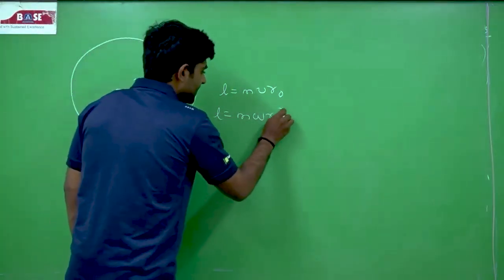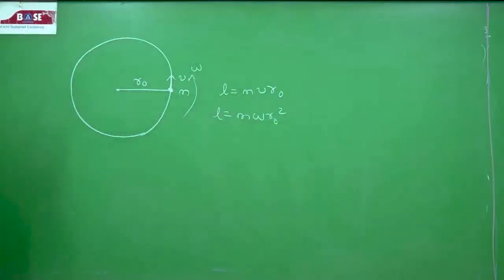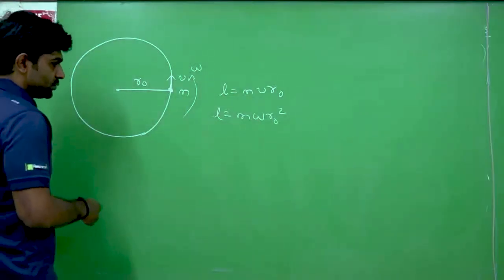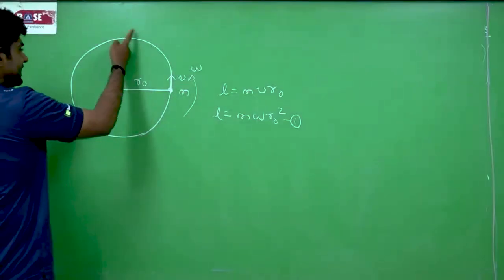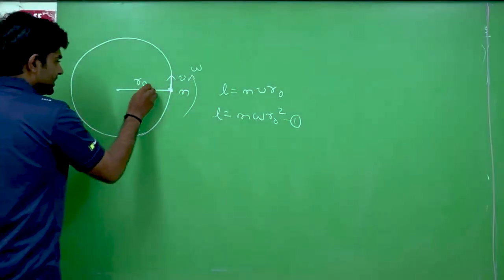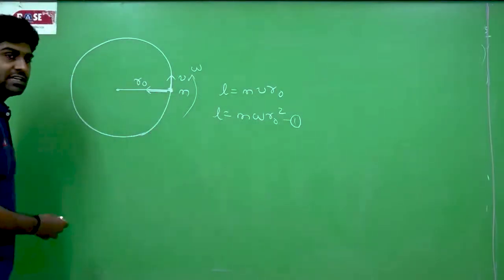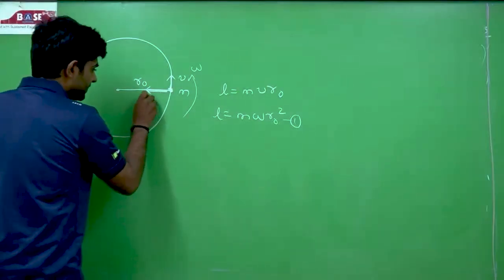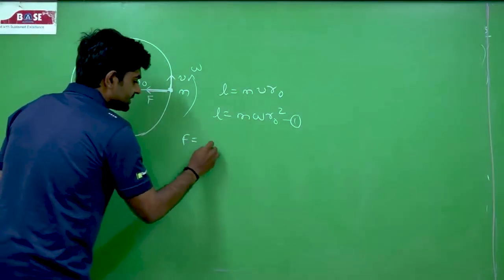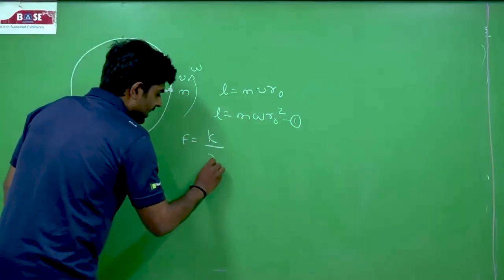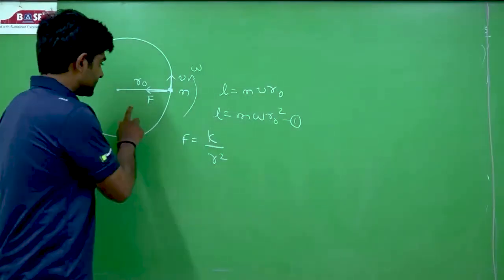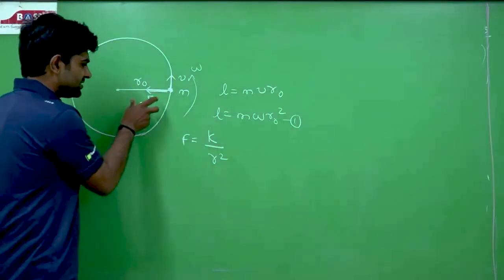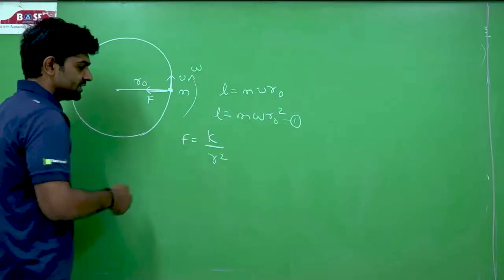So we'll write it as L equals m omega r0 squared. Let's keep this one as first equation. Now we know that if this is maintaining the circular path, there is a force, and according to our given logic, this force F is given as K by R squared. It is in the radially inward direction. Since radially inward direction, we are showing in the diagram, no need to write here.